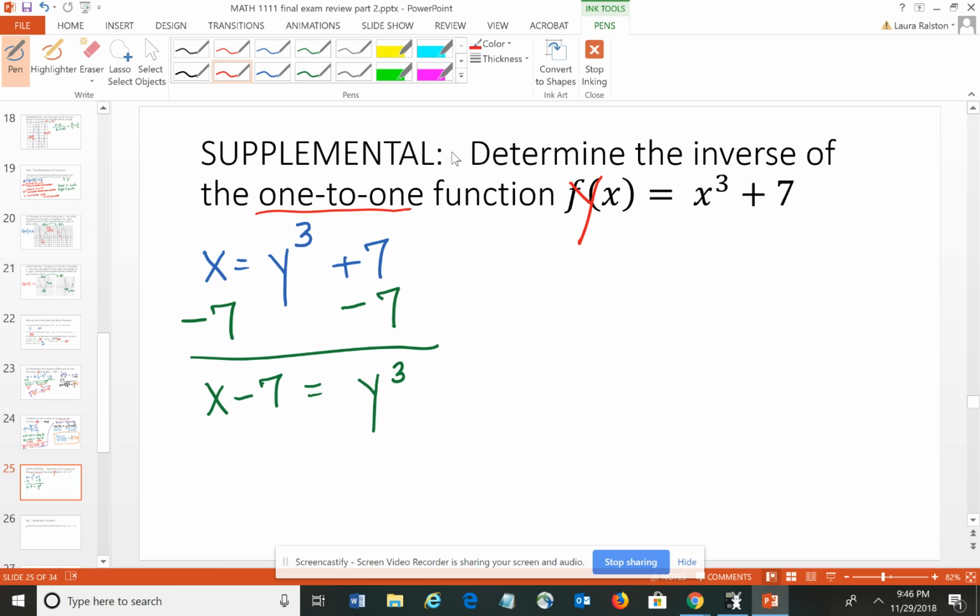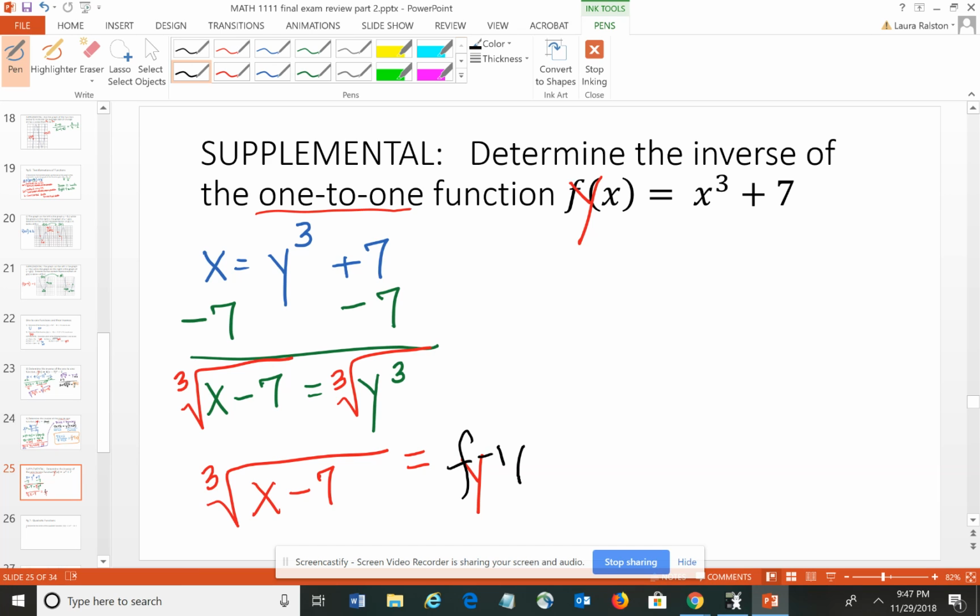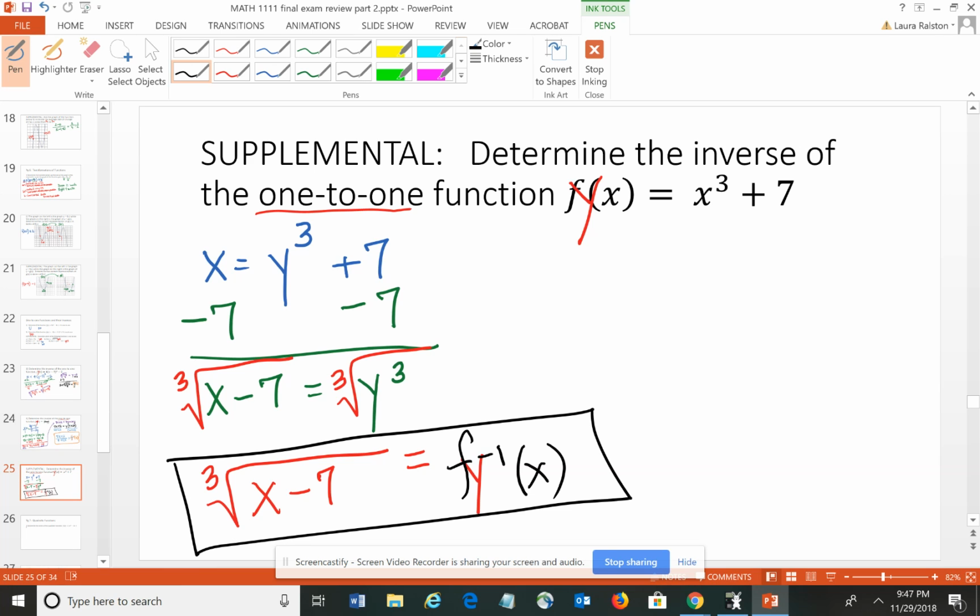Then I want to undo the cubing, and again, to undo a cube, we take the cube root of each side so that I have the cube root of x minus 7 equals y. And again, in this case, remember that y, that result, is actually our f inverse. That's your answer.